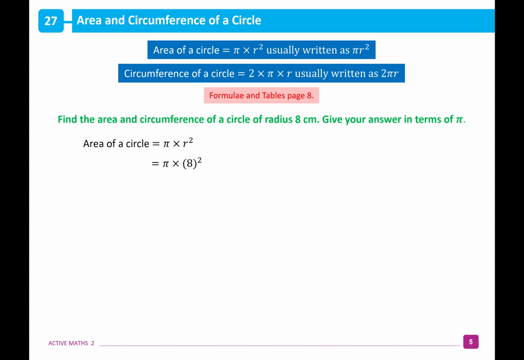Substituting in the values that we know, we get pi times 8 squared, which gives us 64 pi. And our unit is centimeters squared. We know our unit is centimeters squared as we measured our radius in centimeters, and the area is always squared. The circumference of the circle is given by 2 times pi times r. This is equal to 2 times pi times 8, which gives us 16 pi centimeters.